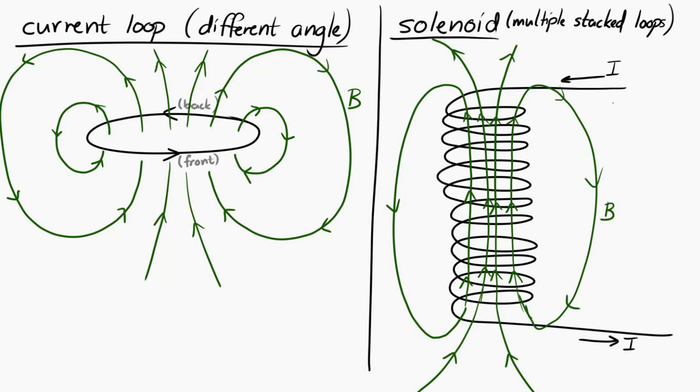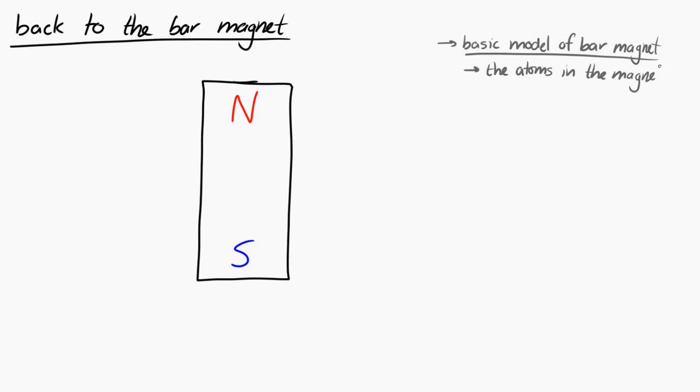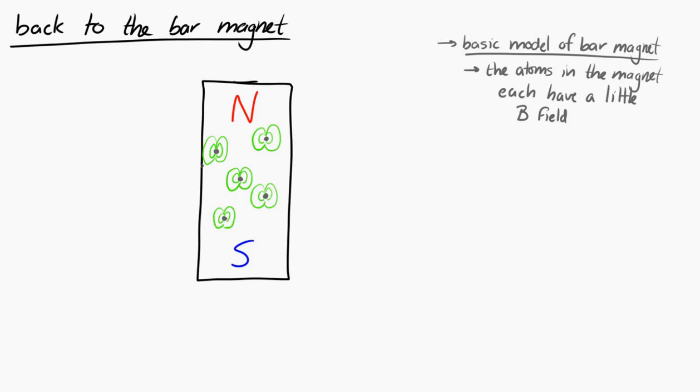So that kind of brings us back to the bar magnet. The bar magnet had a field kind of similar to that solenoid. So if we go to this bar magnet, it turns out that a basic model of a bar magnet is we have all of these little atoms that make up the magnet. And all of these little atoms have their own little magnetic field. And the magnetic fields, this isn't exactly true, but it'll work for our purposes, are caused because we have little electrons spinning around the atom.